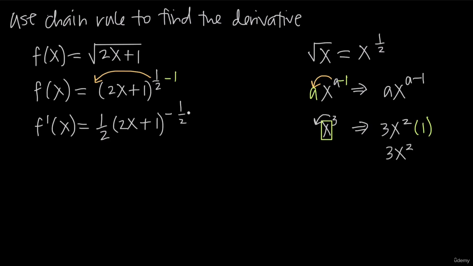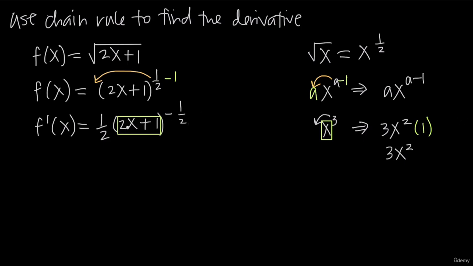So that's how we apply power rule to take the derivative of the outside function. But now we have to apply chain rule, which means that we have to multiply the result that we got here by the derivative of the inside function. And remember, the inside function is just this 2x plus 1. It's the inside part that we didn't touch.